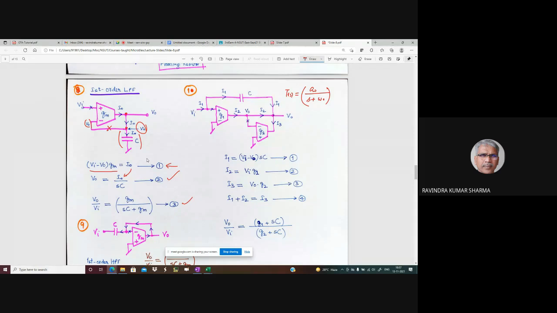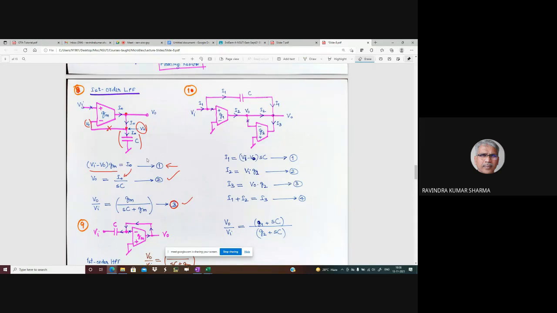V naught by V i is how much? Sir, there are two V naught. Yes, take V naught common, only then will the third equation be formed. You have to find V naught by V i. Okay, sir. Yes, understood sir. So to find V naught by V i, it will become Gm by SC plus Gm, which is something similar to what we thought we should have for the low pass filter. Is that okay? Yes, sir. So this is the first order low pass filter. I hope you can see the simplicity of the circuit.